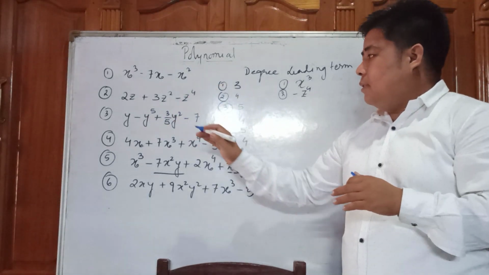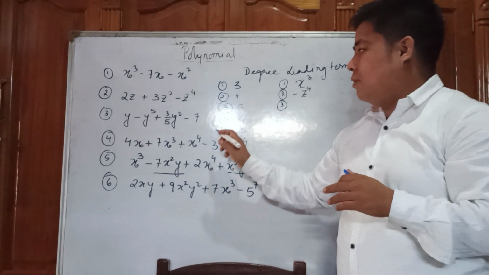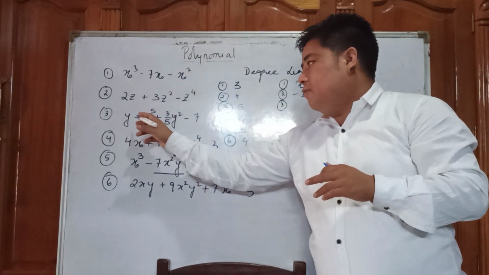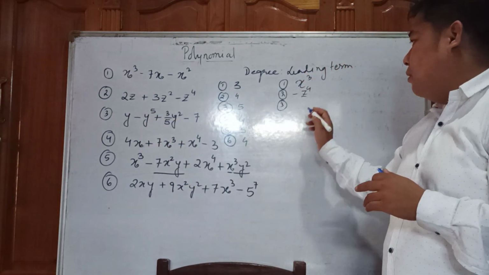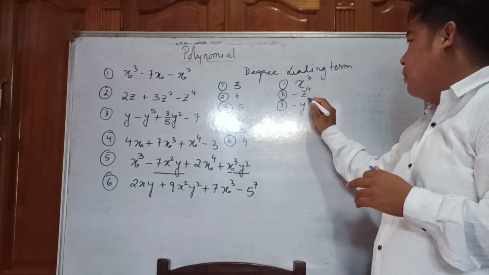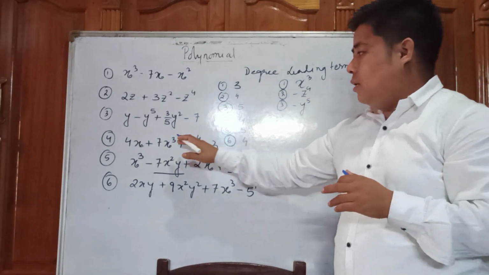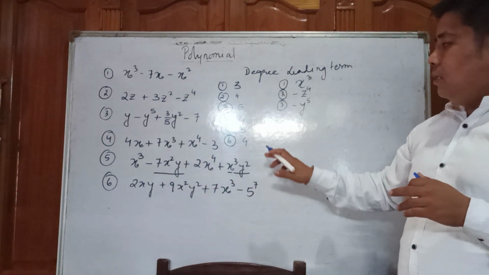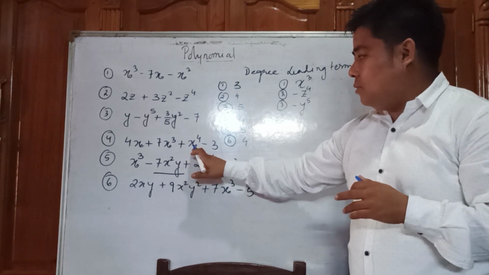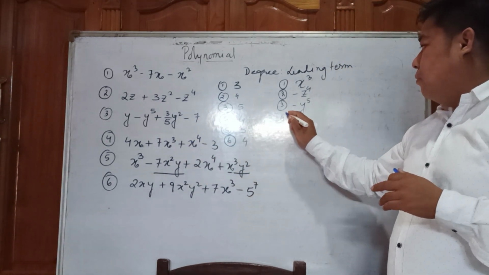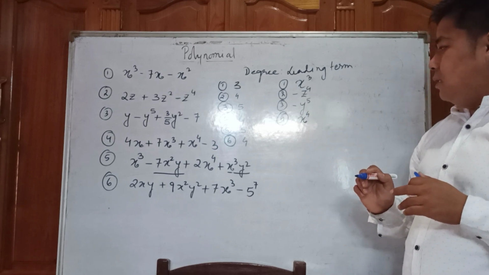Now, in the third example, what was the degree? The degree was 5. Which term contained the degree 5? Is it the first one, second? Yes, we can clearly see that the second term contained the degree 5. Therefore, the second term, minus y to the power 5, is the leading term. Now, about the fourth example, the degree is 4. So which term contains the degree 4? Yes, the third term contains the degree 4. Therefore, x to the power 4, which is the third term, is the leading term.